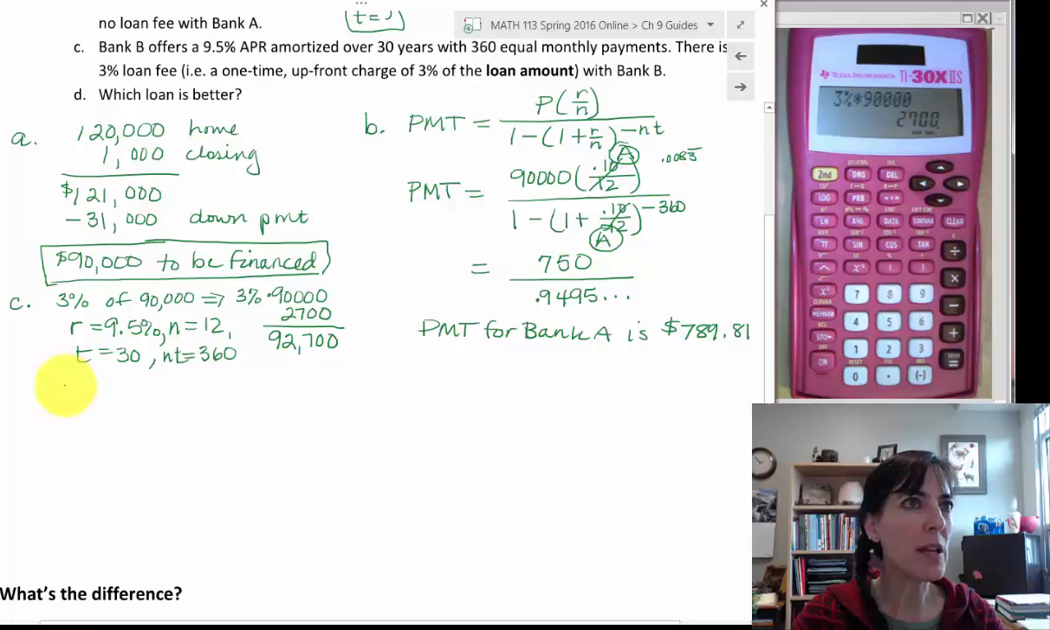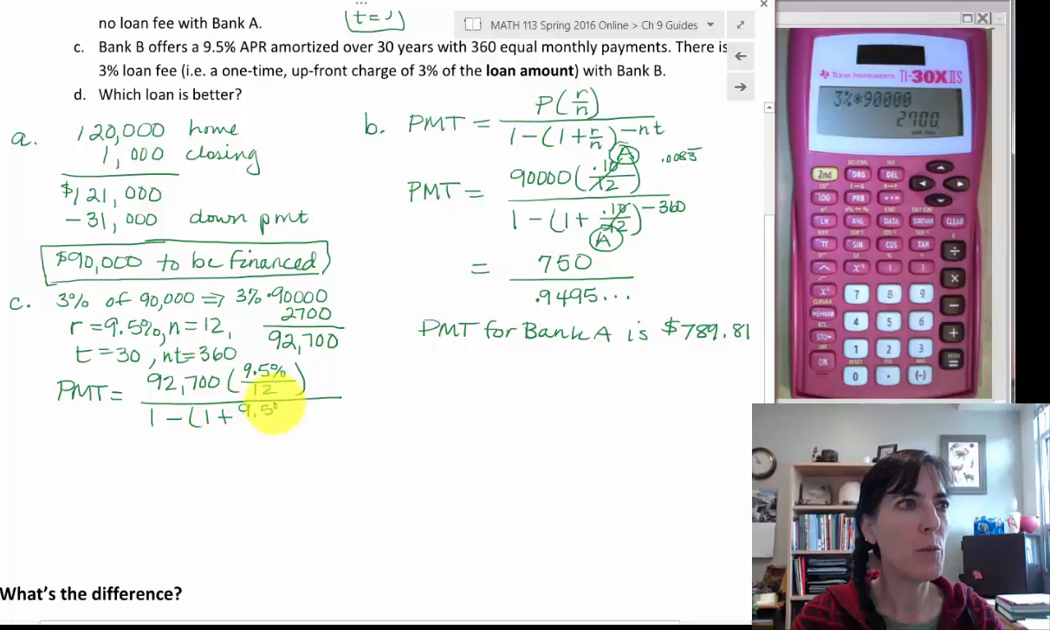So let's plug all that into our formula. So we're looking for PMT equals, our purchase amount is going to be our 92,700 times the R, 0.095, whoops, 9.5% over N, which is 12, over 1 minus 1 plus 9.5% over 12 to the negative 360. Since they gave us the NT, we may as well use it.